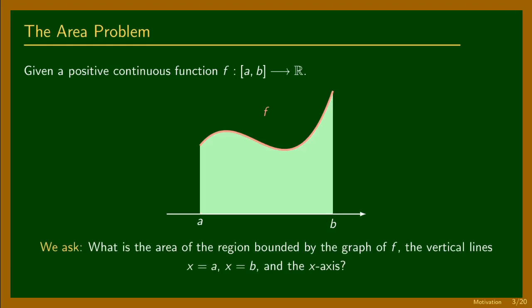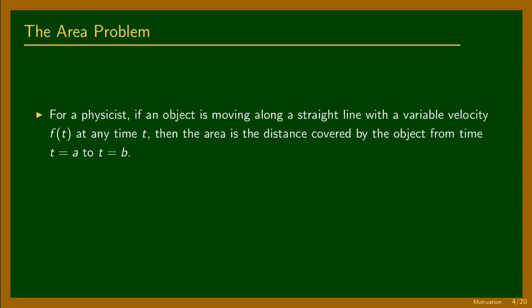We ask the following question: what is the area of the region bounded by the graph of f, the vertical lines x equals a, and the vertical line x equals b, and the x-axis? So we would like to find the area of this green region as indicated. You see, manually, the problem is hard because the graph of f may be curved like this. Now, why would we want to get the area under the graph of a function?